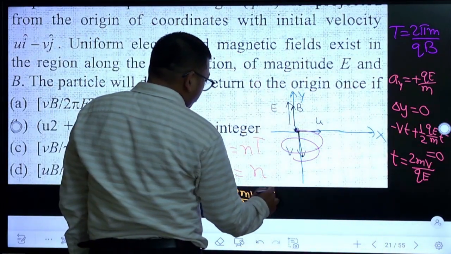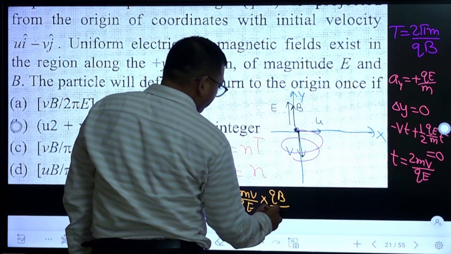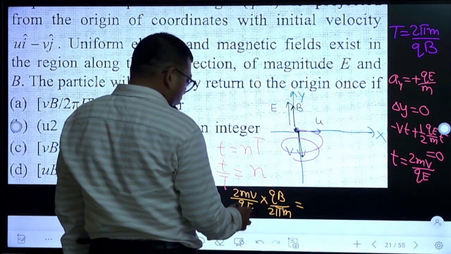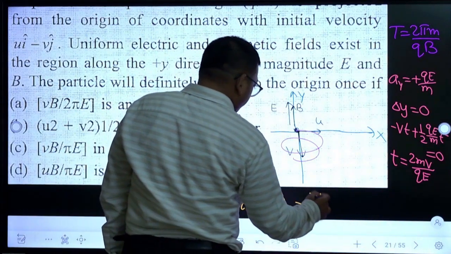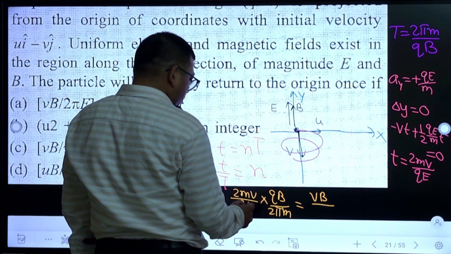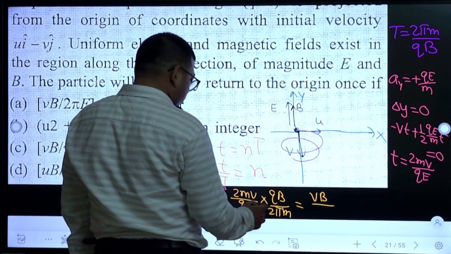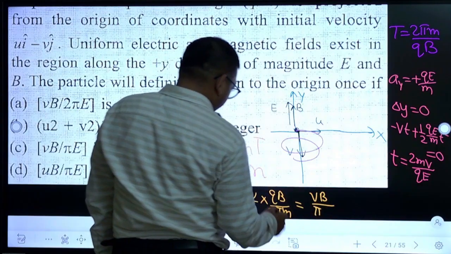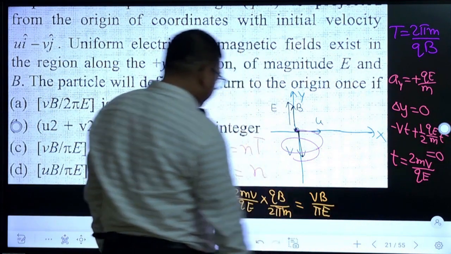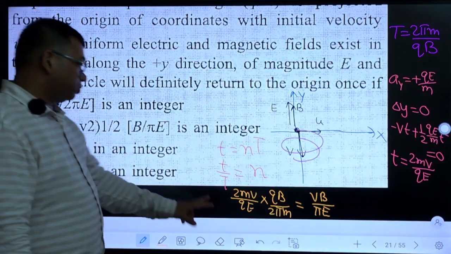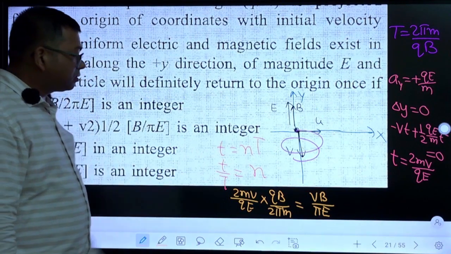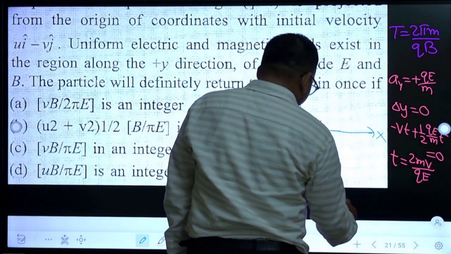So that means qB will go up and 2 pi m. How much does this come to? Calculate. So 2m gone, q gone. So here it becomes vB, and pi also is there. Pi will remain, m is gone. Pi and E are going to remain here. Because 2 got cancelled, m got cancelled, q got cancelled, pi and E remain. Now this must be an integer.